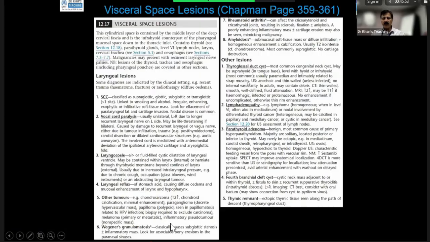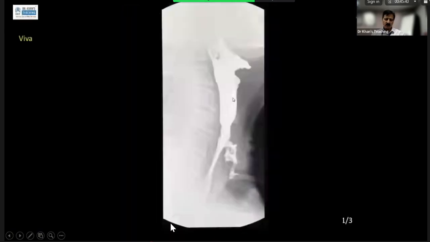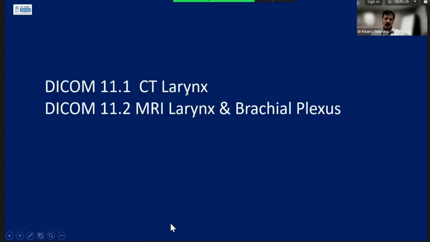Another thing which is important is other lesions, because these are lesions of the visceral space. This is just for the larynx. So thyroglossal duct cyst, parathyroid adenoma, we will see them subsequently. Okay, let me go through these two CT scans, and then the first Viva case is coming after these.